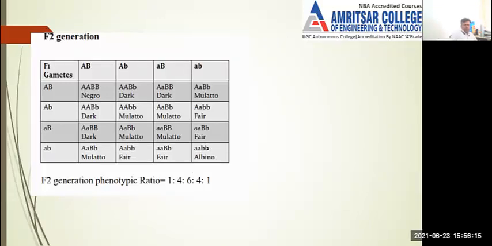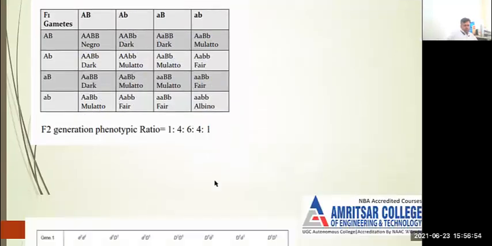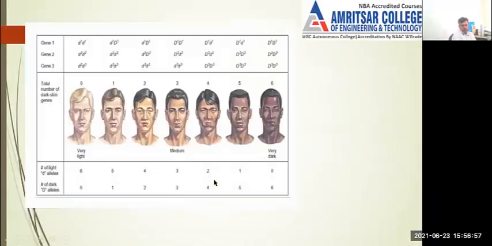Now tell me, how many albinos are there? 1. How many fair are there? Count: 1, 2, 3, and 4. This is 4. And how many mulatto are there? 1, 2, 3, 4, 5, 6. This is 6. And how many dark are there? 1, 2, 3, 4. 4 are dark. And 1 is the light. So this will identify the types.